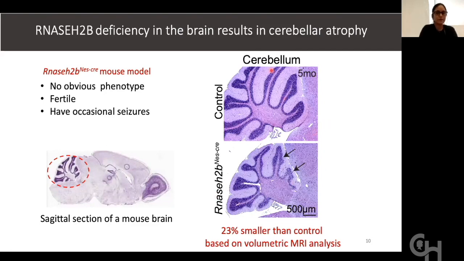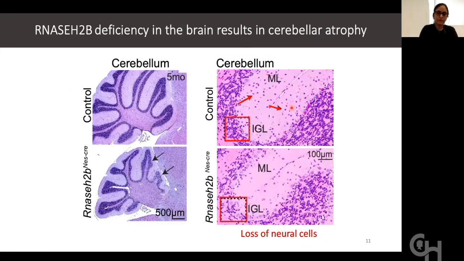For example, here I'm showing you images for the cerebellum region of the brain. This is a sagittal section of a normal mouse brain, and this region here is known as the cerebellum. We noticed that in the RNase H2 Nestin-cre mice, we see a smaller cerebellum size compared to the control brain. When we further zoomed in on the cerebellum region, we noticed that certain cell types were lost in the RNase H2 Nestin-cre mouse brain. For instance, here in this region, you can see a reduced cell density compared to the control brain.